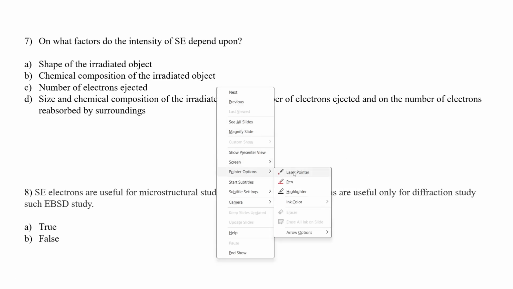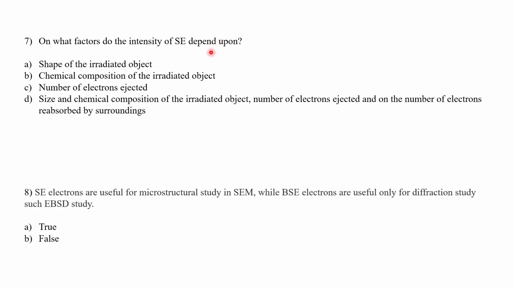So the intensity of secondary electron depends upon what factors? The last option says that the size and chemical composition of the irradiated object, number of electrons ejected, and the number of electrons reabsorbed by the surrounding. All these things will affect the intensity of secondary electron. The size, the chemical composition, the number of electrons ejected, the number of electrons reabsorbed by the surrounding. So here option D is the correct answer.